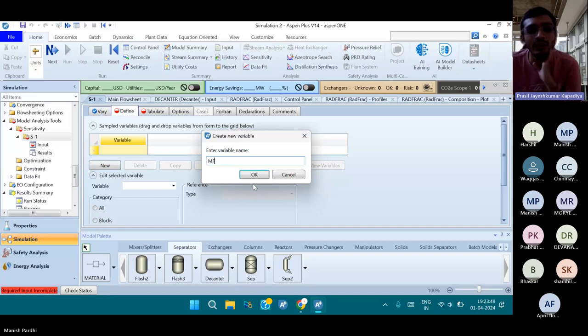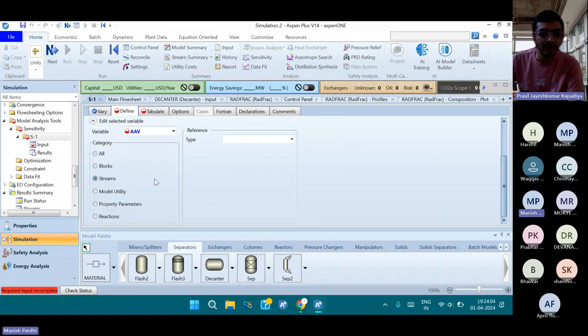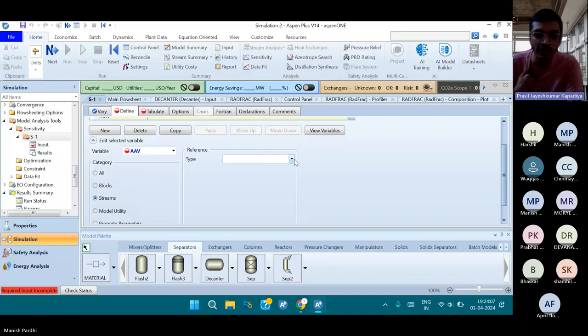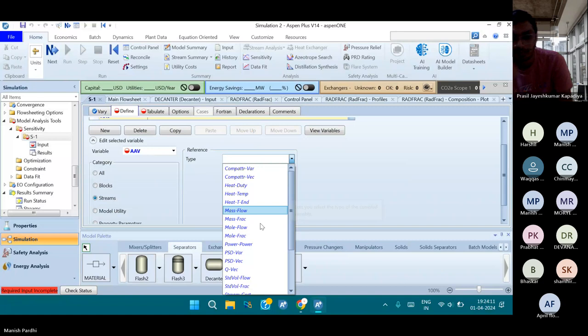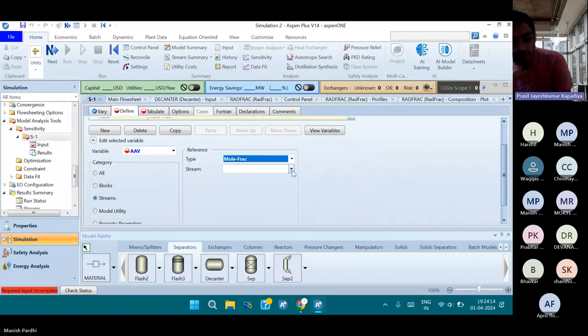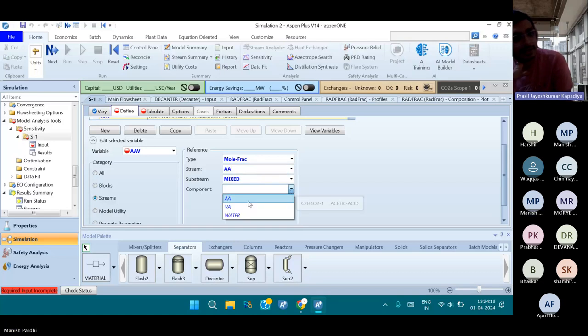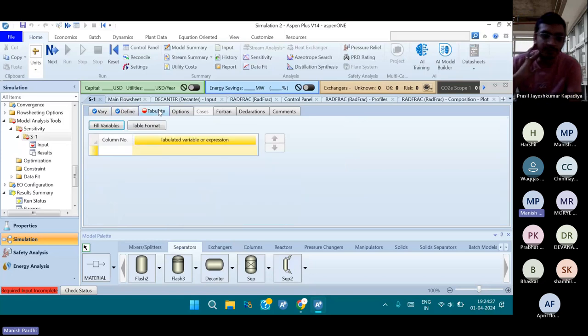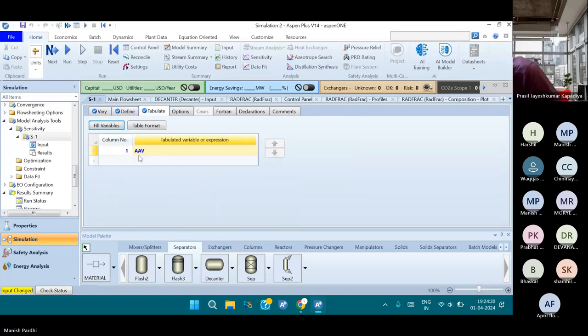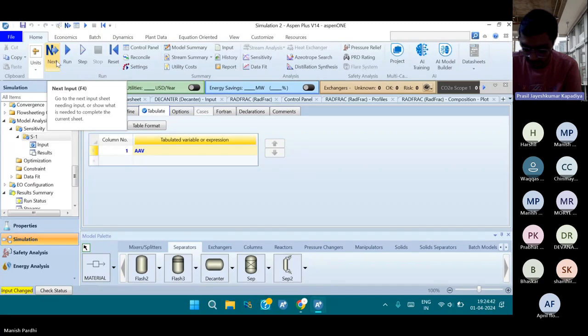AAVAR, just write it. Okay. MF, whatever is comfortable. AAV, just write V so we will understand it's a variable. It is a stream variable. From here just choose mole fraction or mass fraction. Mole fraction, choose mole fraction of stream. Which stream? EA stream, of component acetic acid. Yes, now go to tabulate and do however you want to see it. Okay, input is done now. Yes, required input completed. So reset your simulation first and then run it.